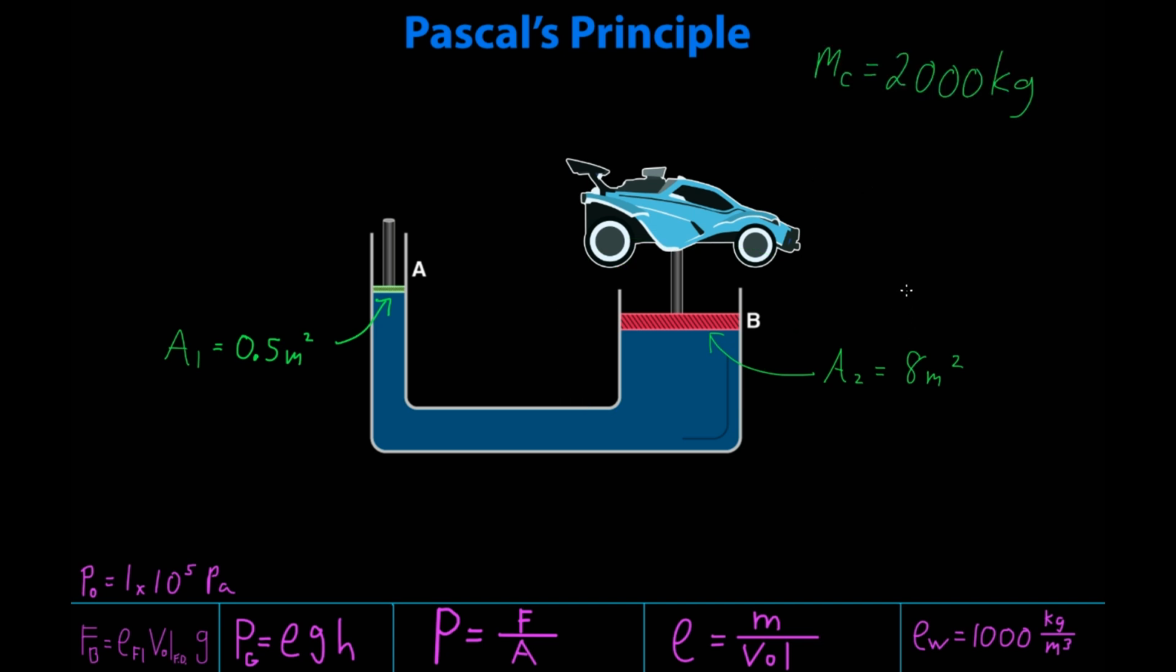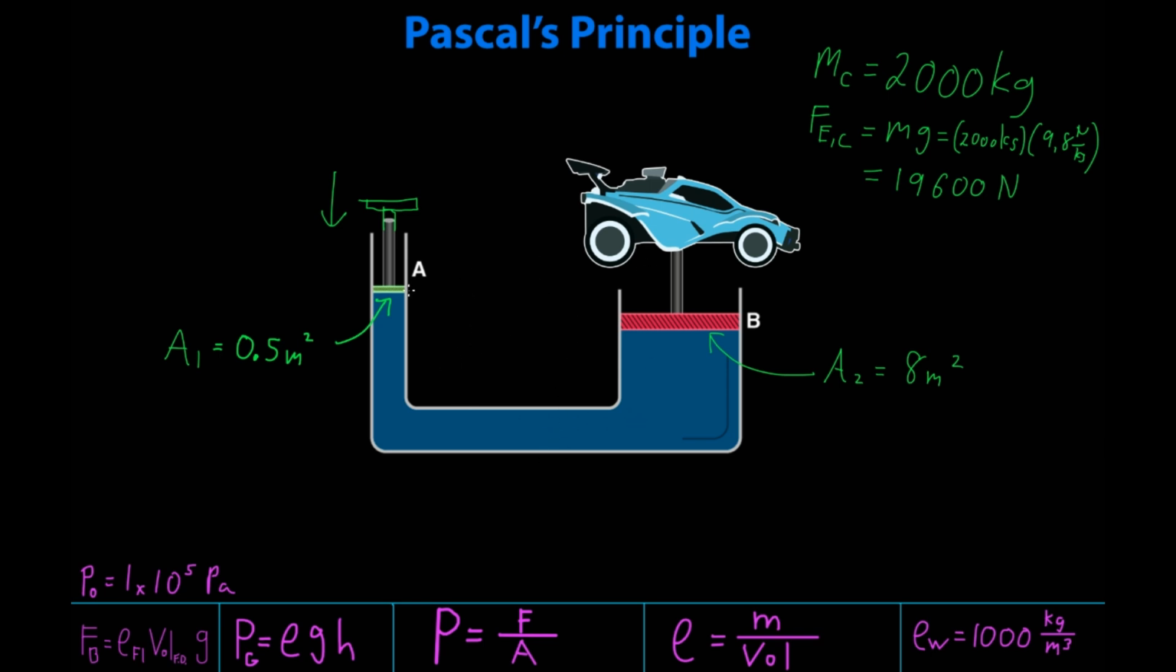Let's say the mass of this car is 2,000 kilograms. That means the force of Earth on the car is mg: 2,000 kilograms times 9.8 newtons per kilogram. That's going to be 19,600 newtons. And that is what is pushing down on this piston into the fluid. You, however, are at this piston, and you are pushing down on this piston with the goal of lifting this car up into the air.